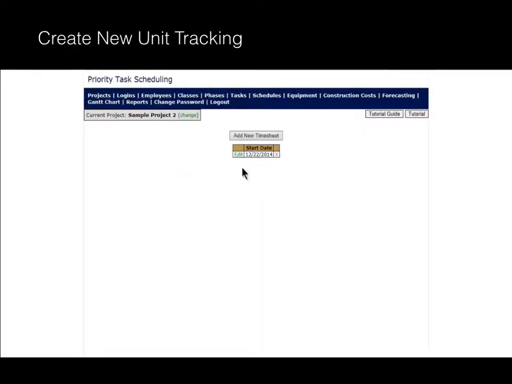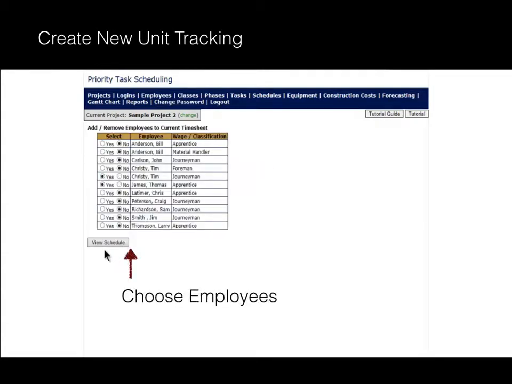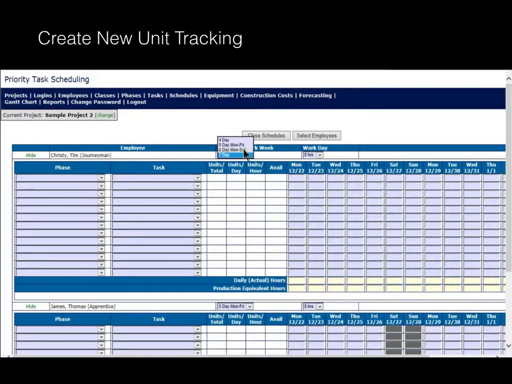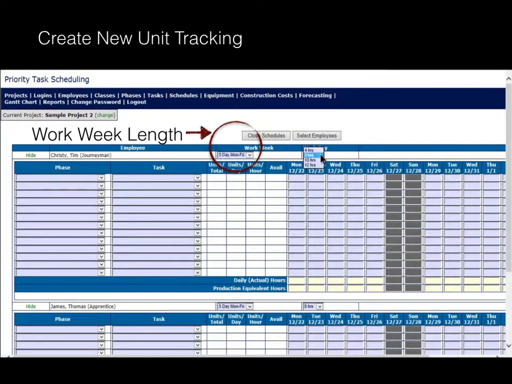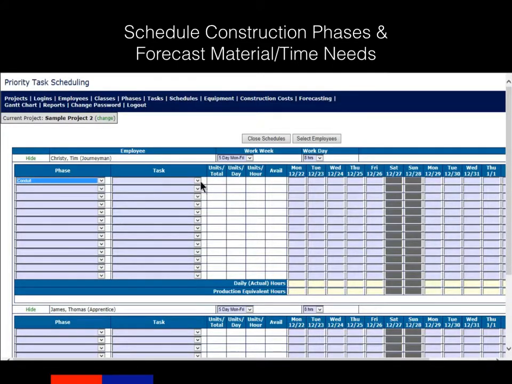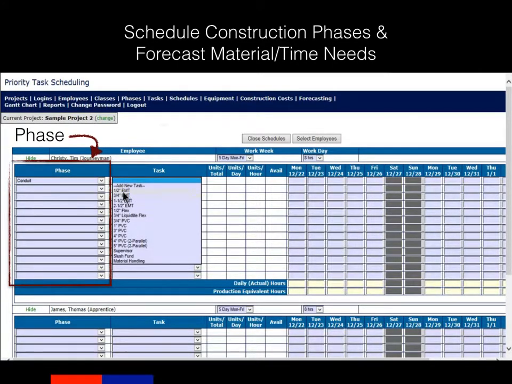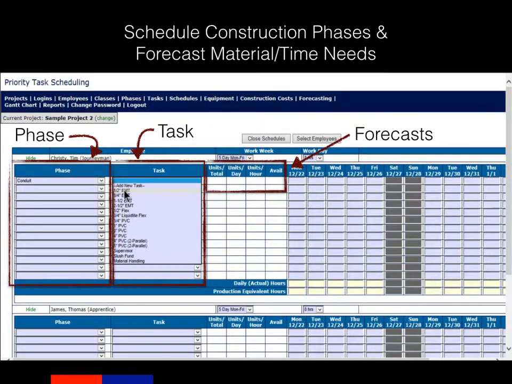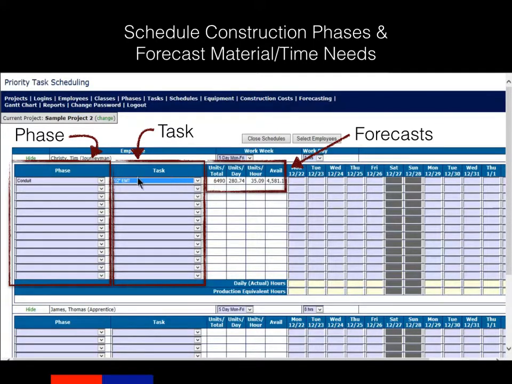Creating a new unit tracking schedule is easy. You simply select your start date and choose an employee you want to schedule. The software is flexible, so you can predetermine the length of your work week and your work days. Once you tell the software which phase to schedule, it automatically populates the task field for you. The software constantly looks at the projected task budget, divides it by the employee's hourly wage, and automatically forecasts how much material he needs to install or how long he has to install it.